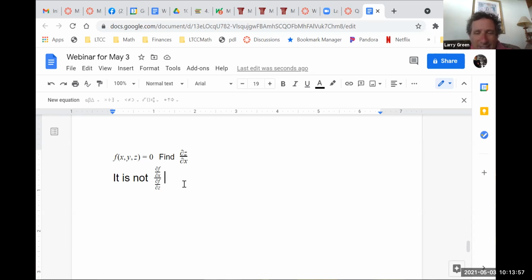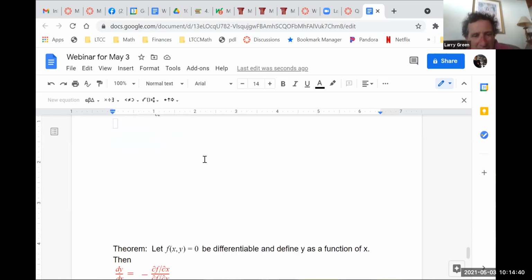So what's wrong with saying that? That you can just multiply by the reciprocal and cancel and done? Hopefully you know this by now. Yeah, these aren't fractions. Instead, what we have to do is take the partial derivative of this equation, left and right, in terms of x. If I take the partial derivative of this with respect to x, then what does that give us? Okay, and then you'll end up with the right answer.